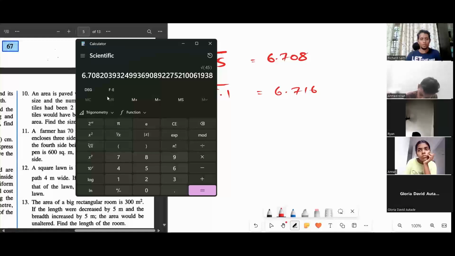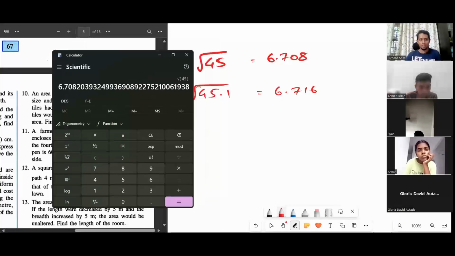See, the square root of 45 is 6.708, that's what is given. Now the square root of 45.1 is 6.7156. When you round it off, it becomes 6.716. That's what is given in the book, right? So maybe if you're going to two decimal places, you might need that. Let's see what is the square root of 45.12.